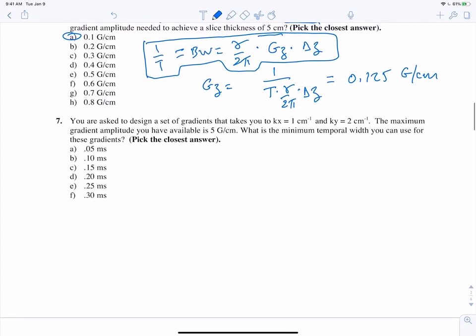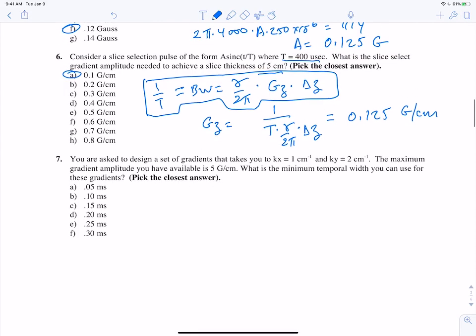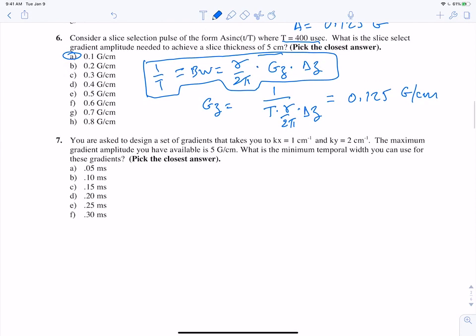Okay. Is everyone okay with 6 then? So let's move on to 7. You want to go to kx equals 1 inverse centimeter and ky equals 2 inverse centimeters. You have 5 Gauss per centimeter to play with. What's the minimum temporal width you can use for these gradients? So first of all, which one of these dominates? Is it kx equals 1 or ky equals 2? Right, that's the farther out in k-space, you're going to need more area to get out to that point.